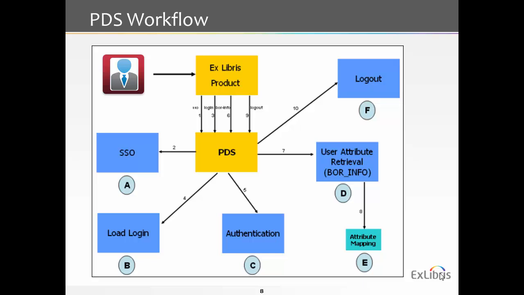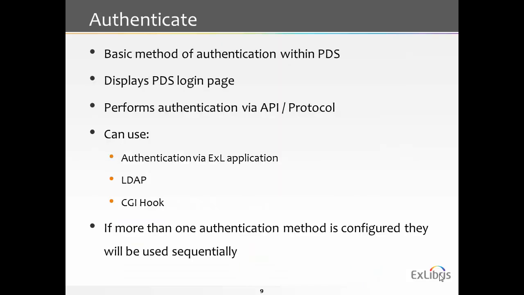We can see the workflow here as well. We can see that the user accesses the Ex Libris product, which then first checks for single sign-on, and then performs login, retrieval of borrower information, and of course there is the logout in the end. When a user requests to log out, again the application must redirect to PDS for PDS to clear the cookie and clear the session, and then PDS can redirect back to the application as a guest because the user logged out. Now we'll start talking about the different authentication methods PDS can offer.